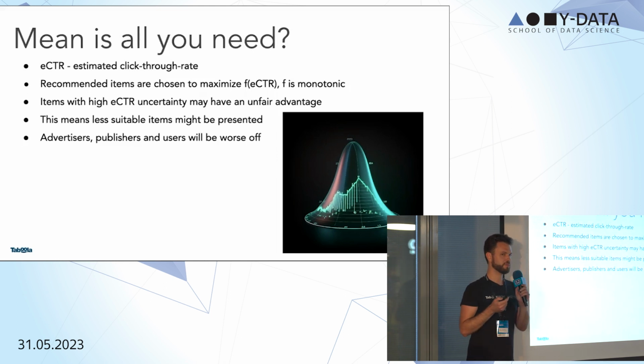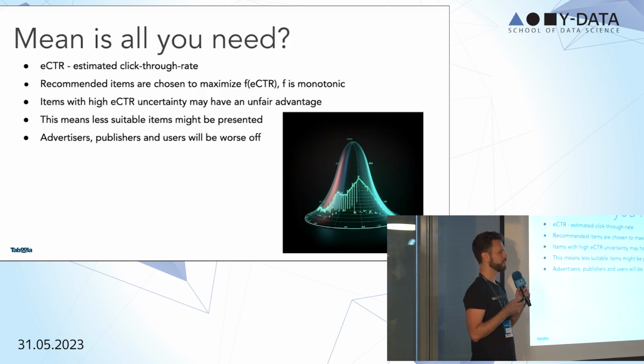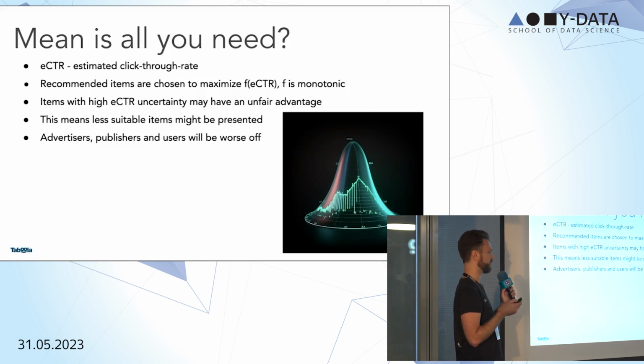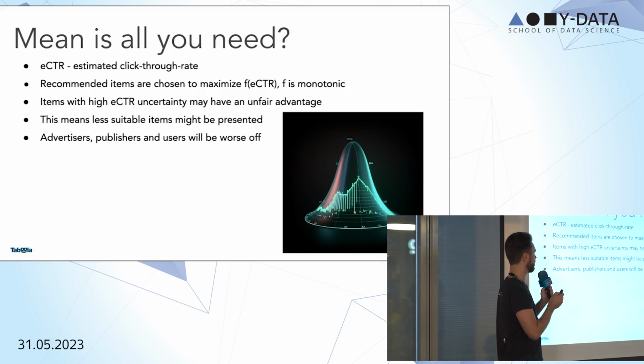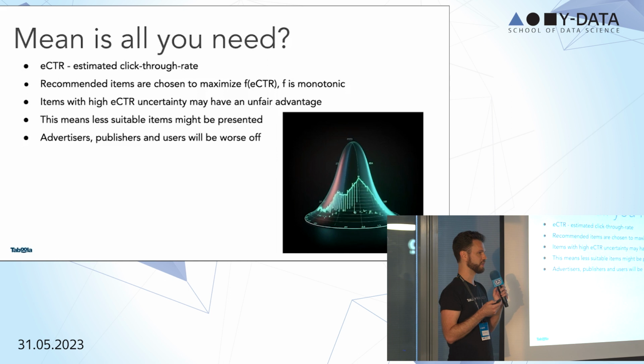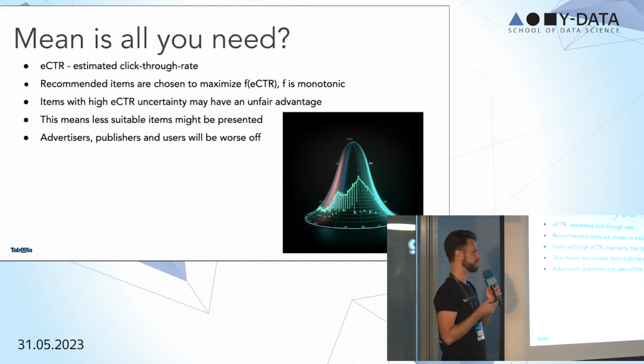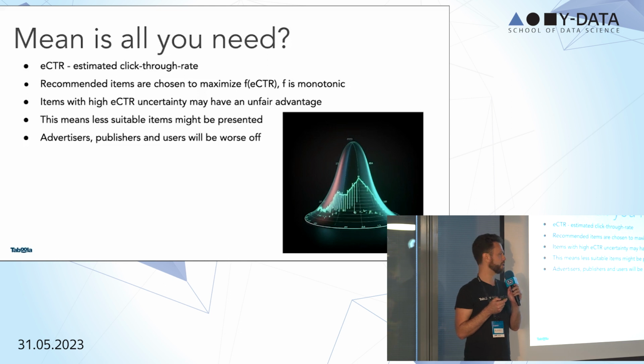Well, this means that if I have an item which got a high CTR but with high uncertainty, it may get an unfair advantage because the model gave it a high score, but it's really not sure, and it will still get to the top of the recommendations. So maybe we want to mitigate that. If it happens, less suitable items may be presented to the user, who will be less likely to click on them, and everyone loses. The user experience is off because they get non-relevant recommendations. The advertiser loses because his ad is not relevant to the user, and the publisher loses his share of the revenue from the ad click event.